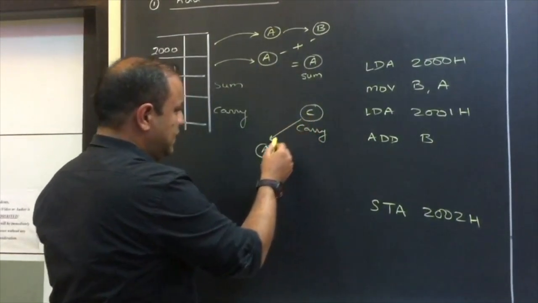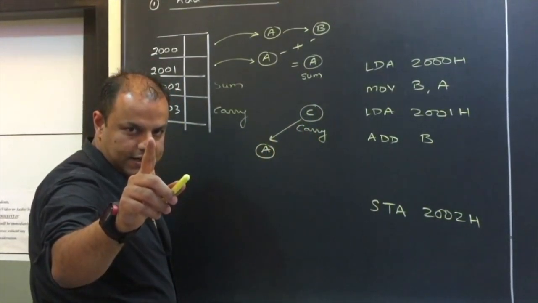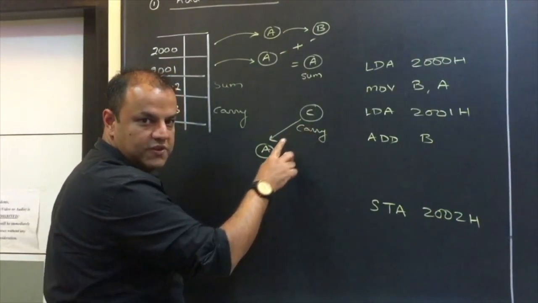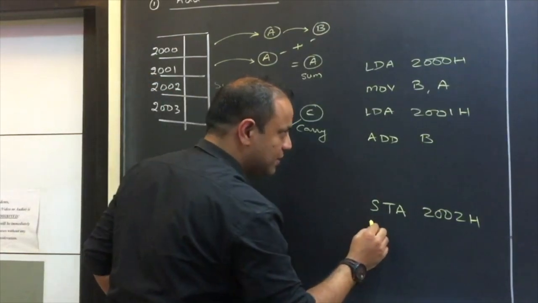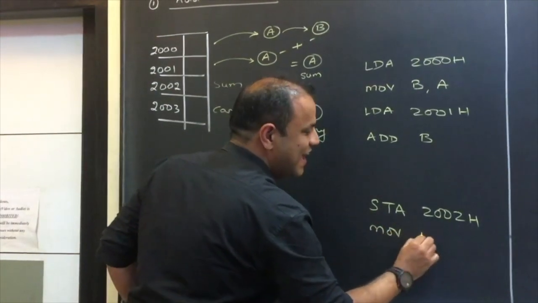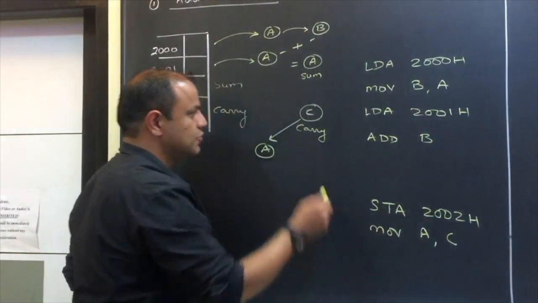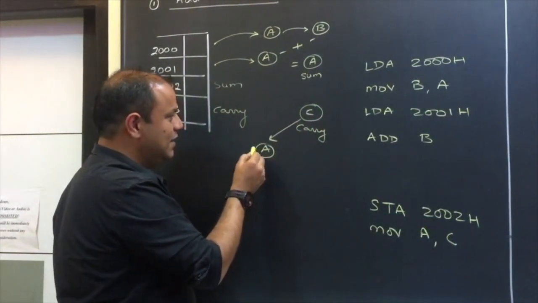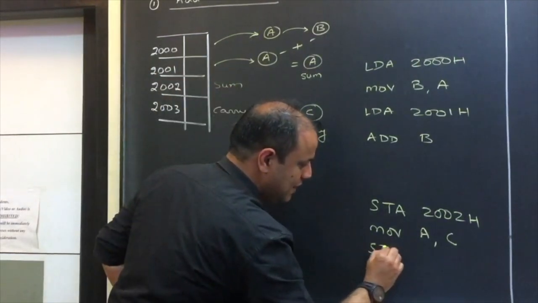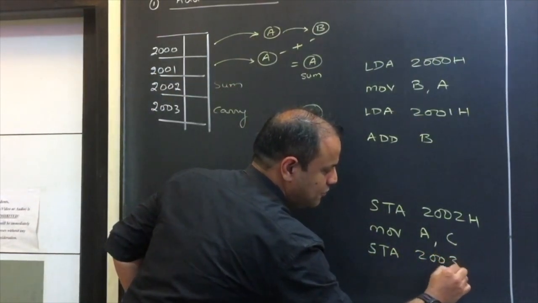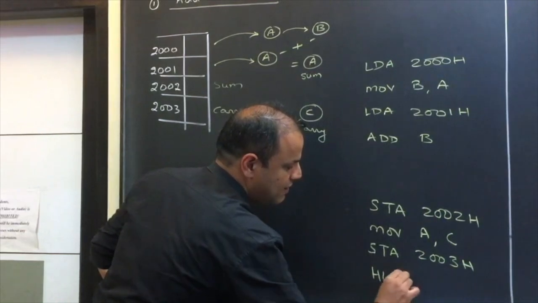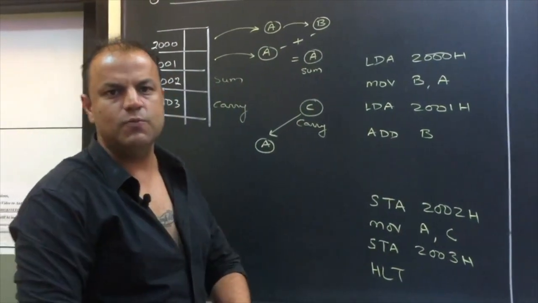So, from C, first take the data in A. Now, give me the correct instruction. You want to transfer the value from C register to A register. Move A, C. You always write the destination first. It's destination, source. So, you'll transfer from C to A. Now, from A, you'll store it at 2003. STA 2003. Done. End the program by writing halt or return or RST1, whatever your college teacher writes.